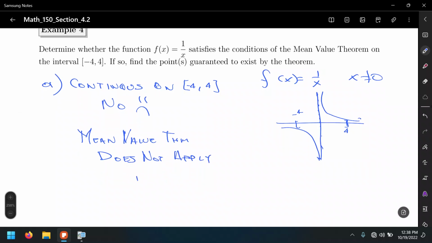What about, how about in the interval 1 to 4 though? Would it satisfy the conditions? Between 1, 2, 3, 4, oh yes, it's continuous in that interval, but unfortunately not in the interval negative 4 to 4.